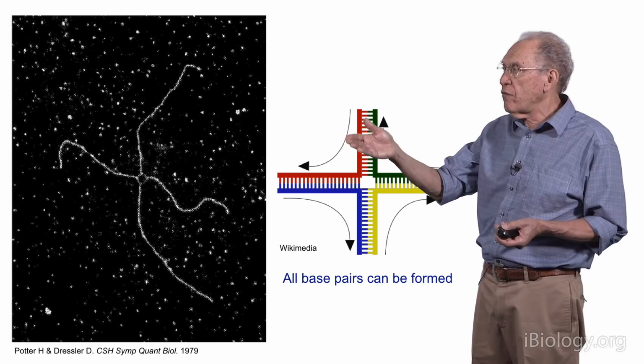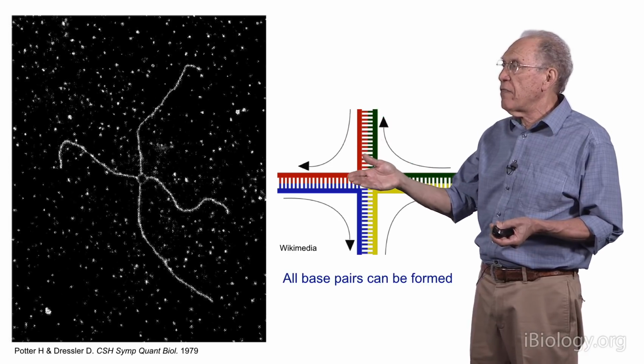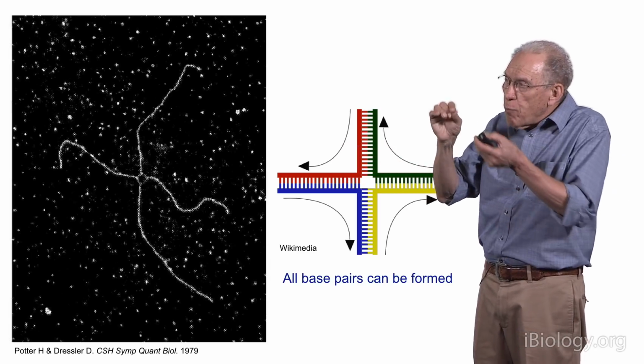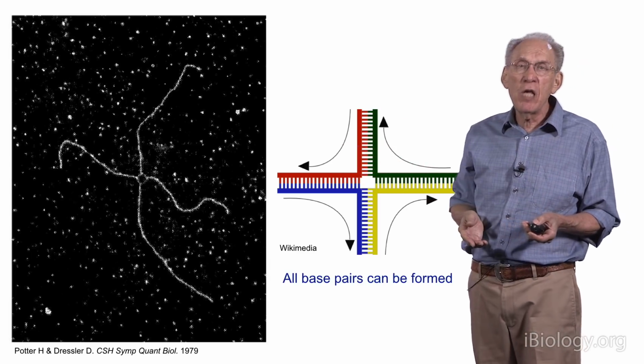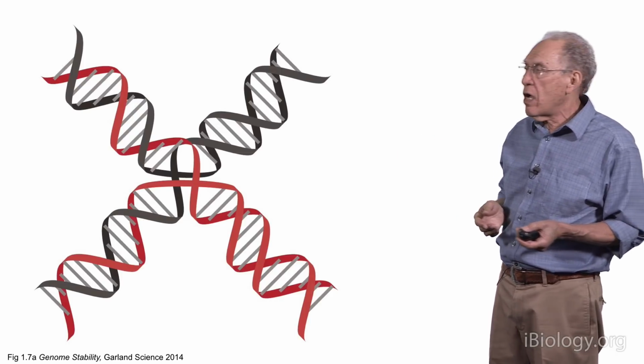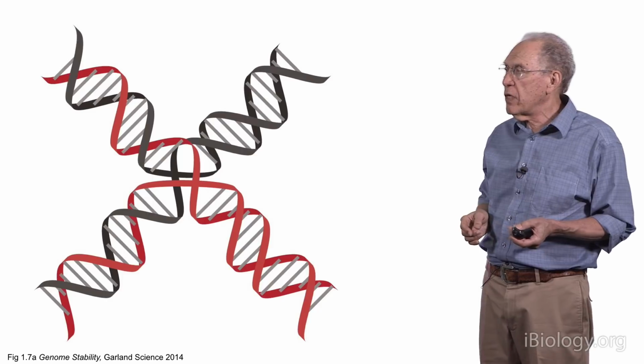So these structures are formed by base pairing, and they can be completely base paired. The picture here has a little opening in the middle, but in fact, every base pair in a Holliday junction can be paired, as is illustrated in this more accurate picture.